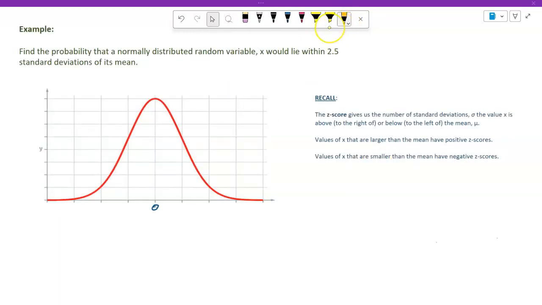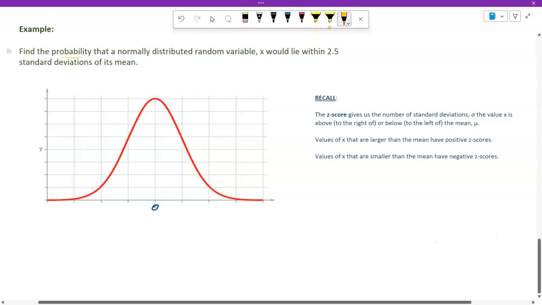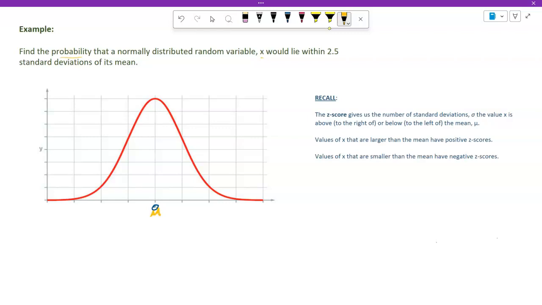Okay, so let's have a look at this example. If we want to find the probability that a normally distributed random variable x would lie within 2.5 standard deviations of its mean. So here's its mean, and so 1, 2.5. So we're looking at 2.5 standard deviations away, to the left and to the right. By definition, the z-score gives us the number of standard deviations away from the mean.